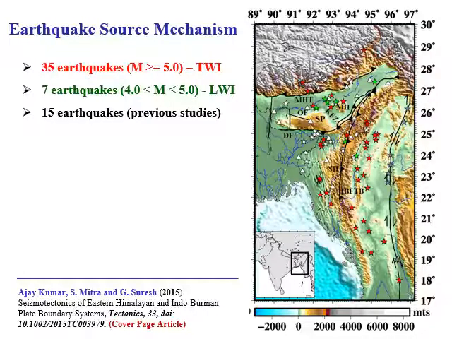In order to answer these questions, we will first compute earthquake source mechanisms of earthquakes which happened in this region over the last 30 years, which are plotted as stars on the map on your right. So there are 35 earthquakes above magnitude 5 for which we will be using teleseismic waveform inversion. There are 7 earthquakes which have magnitude between 4 and 5. For these we will be using the local waveform inversion, and then we will incorporate 15 other earthquakes from previous studies.